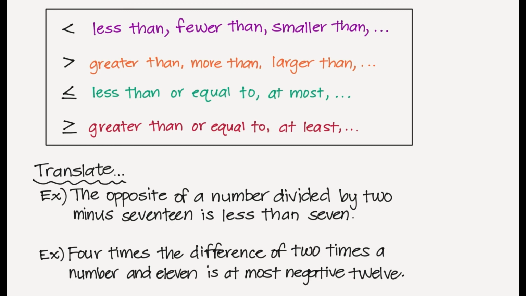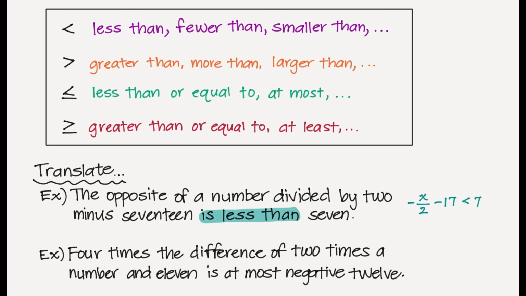The first says the opposite of a number divided by 2 minus 17 is less than 7. So the key words there are is less than. And so now I can translate everything else. When it says the opposite, that means it's going to be negative. And it's a number, that's going to be my variable, divided by 2. So I'll put x over 2. Minus 17 is less than 7.